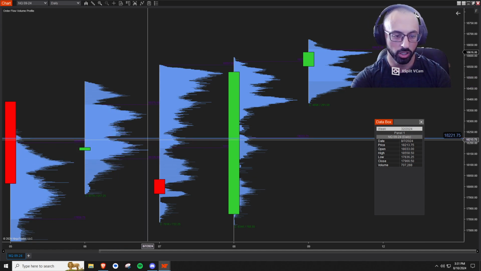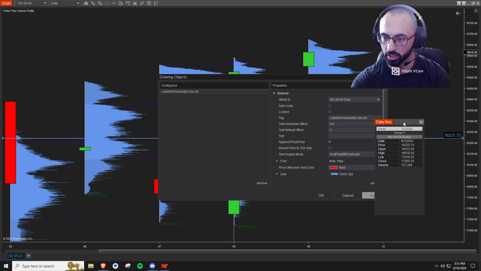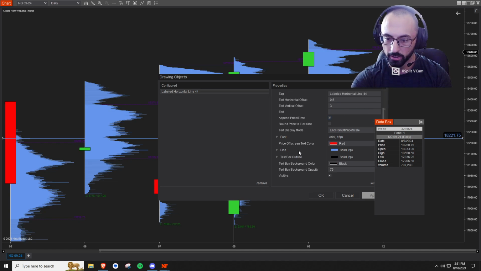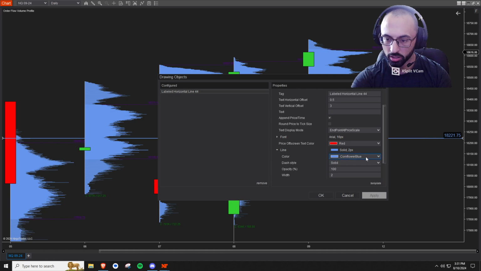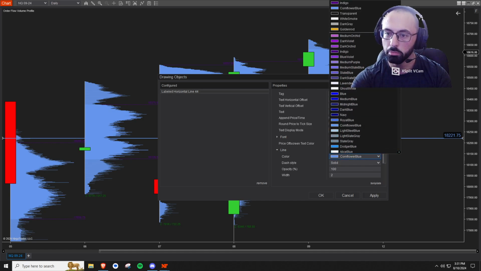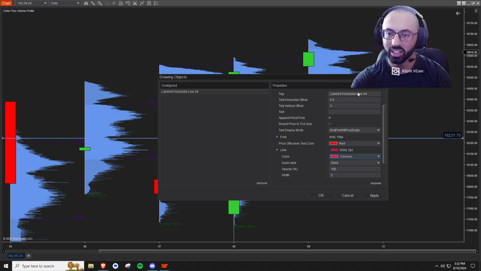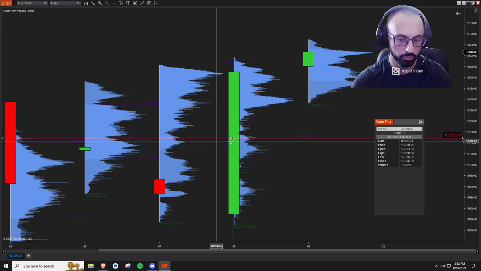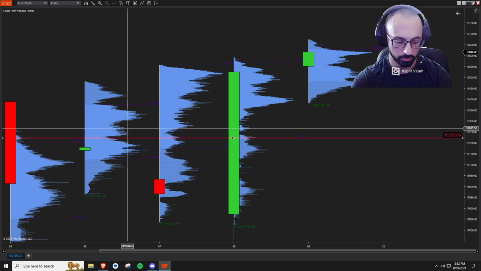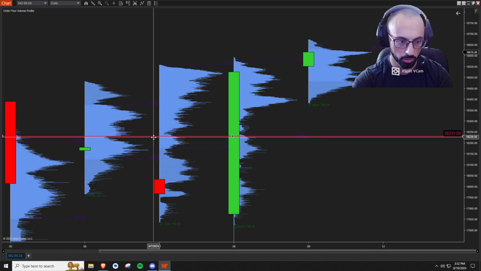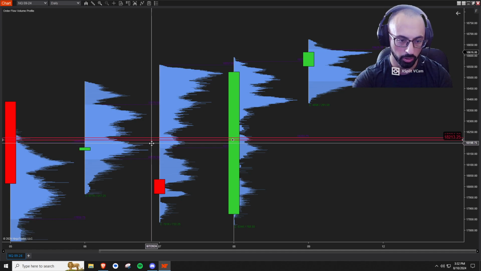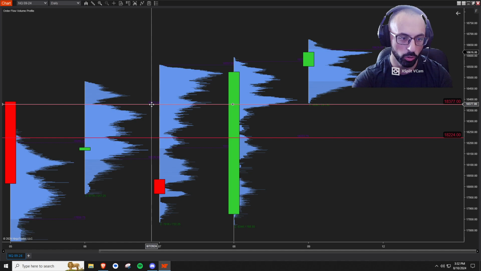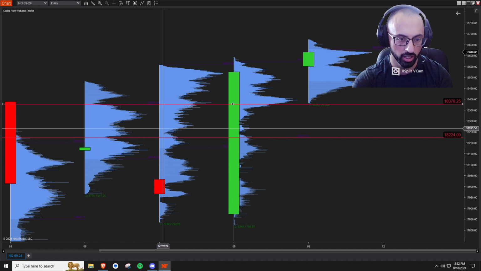So there's one there, and let's change this color so that we can make it easier to see. I think maybe red will stick out pretty well. Yeah, red sticks out well. So there's one there. Control copy. It's not an exact area, but we want price to sweep this area before we look for a setup.